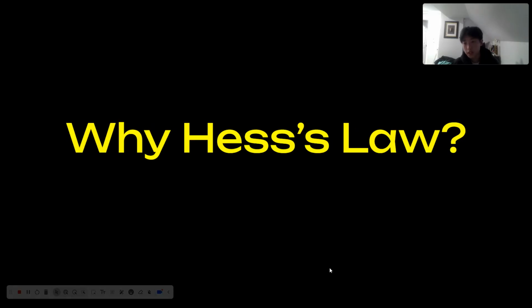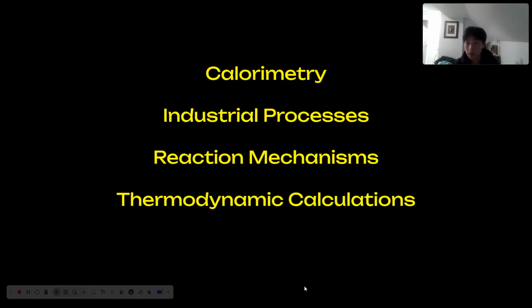So why exactly do we use Hess's law, and what exactly is its significance? Well, Hess's law has a lot of applications, not only within thermodynamics, but also within many real-world situations and problems. Firstly, within the realm of thermodynamics, Hess's law helps with calorimetry, which allows us to assess different temperature changes within chemical reactions and analyze them.